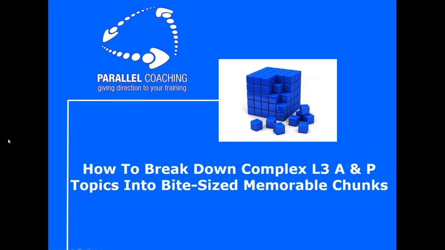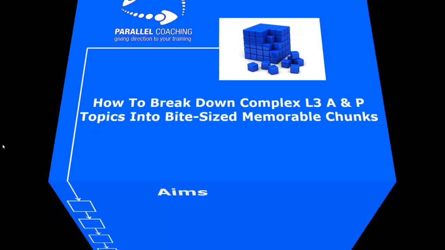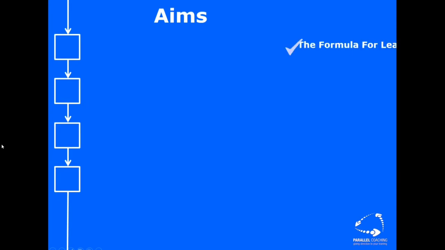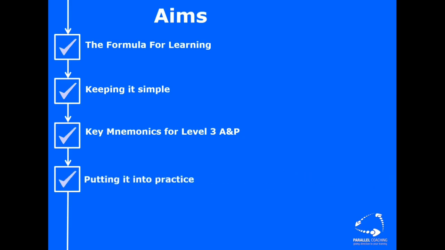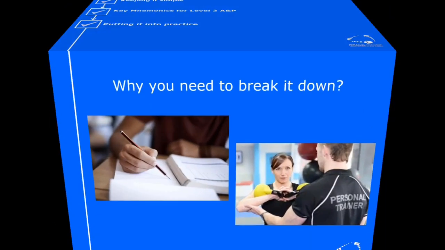In today's web class, we're going to cover 4 main areas. So these areas are going to be the formula for learning, so you can actually understand how you learn and how's best to learn so you can get the most out of your revision. We're also going to be looking at really keeping things simple and understanding key mnemonics for Level 3 Anatomy and Physiology, and then putting those into practice. So let's go ahead and have a look straight away at these 4 areas.